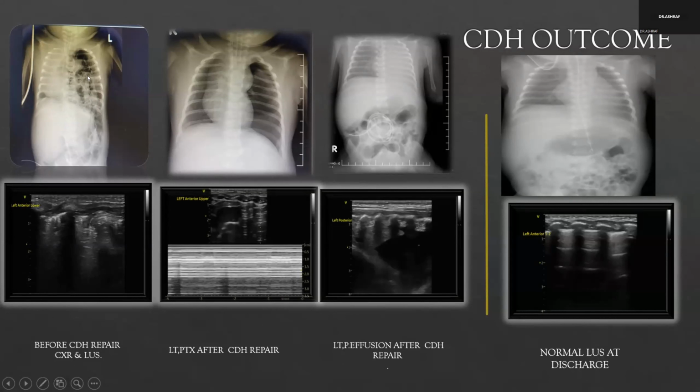This is the X-ray before repair, and this is the ultrasound. This is 1 day after repair. This is pneumothorax. At this time the CRP rose to 270. This is complete consolidation here, and I will put pleural effusion, and this is on discharge.